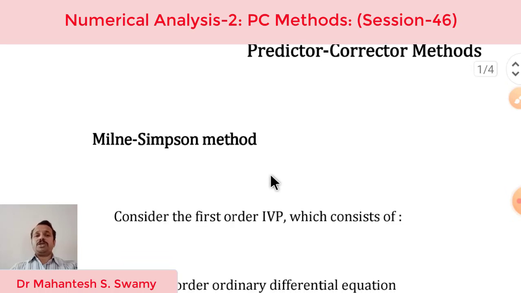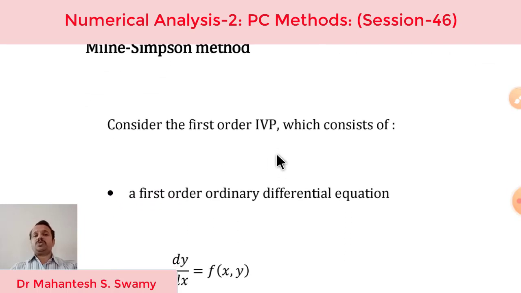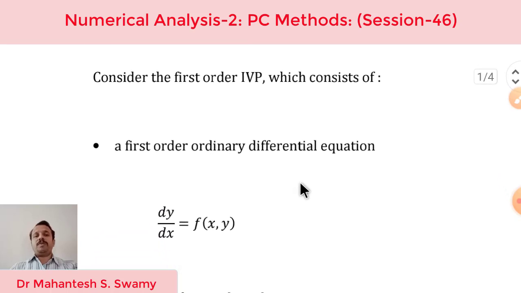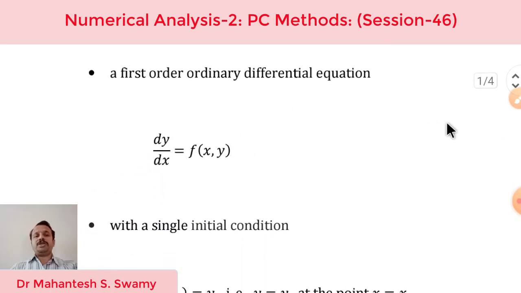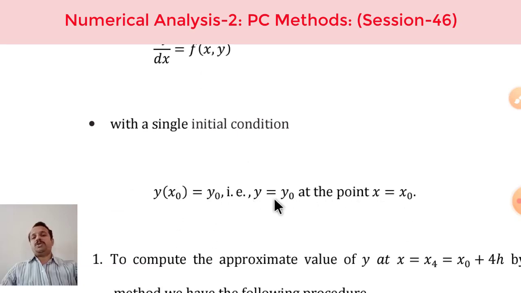This method is also a multi-step method, and it also intends to solve the first order initial value problem. The first order initial value problem consists of the first order differential equation, dy by dx is equal to f of x, y, with the initial condition y of x0 is equal to y0. That is nothing but at the point x is equal to x0, y equal to y0 will be given. So that initial condition will be given. The differential equation with the initial condition constitutes the initial value problem.